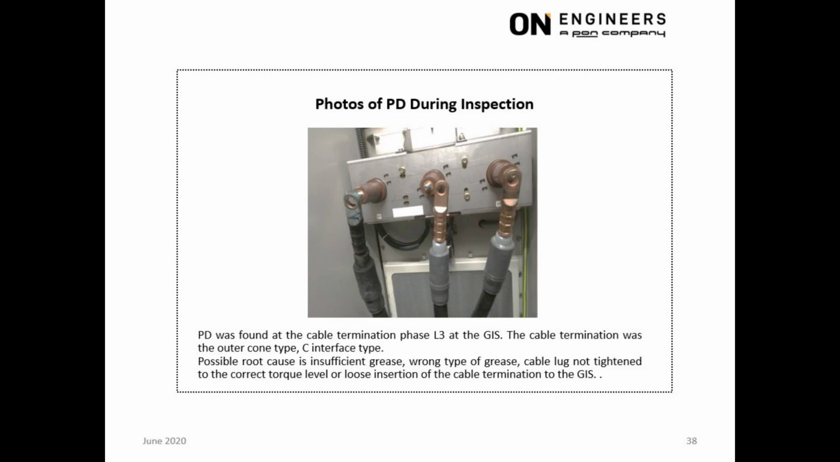This slide shows the defect at the cable termination of a 22 kV GIS. The cable termination is the fully screened type and connected to a Type-C interface at the GIS. The L3 phase had pitted and discharge marks. The possible root cause is insufficient grease, wrong type of grease, cable lug not tightened to the correct torque level, or loose insertion of the cable termination to the GIS.